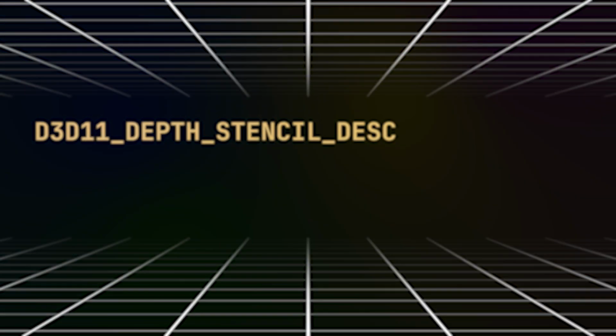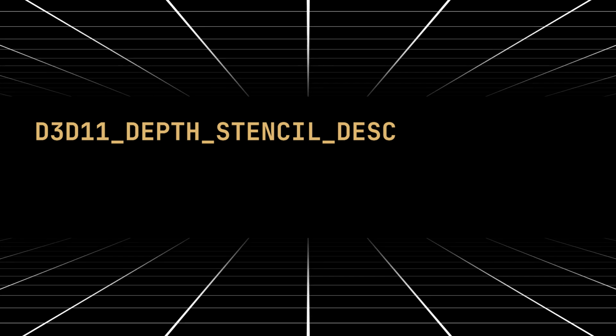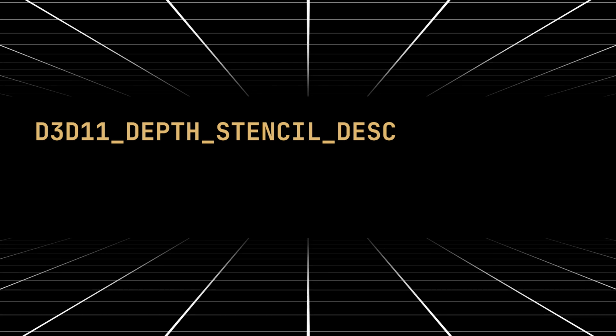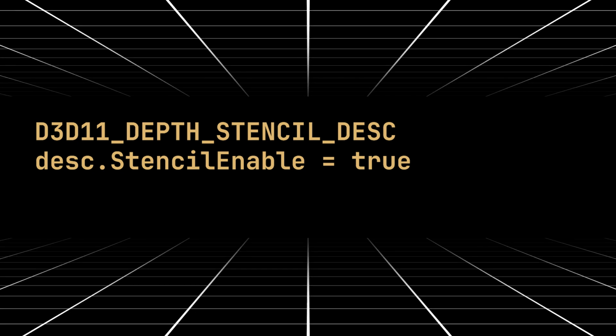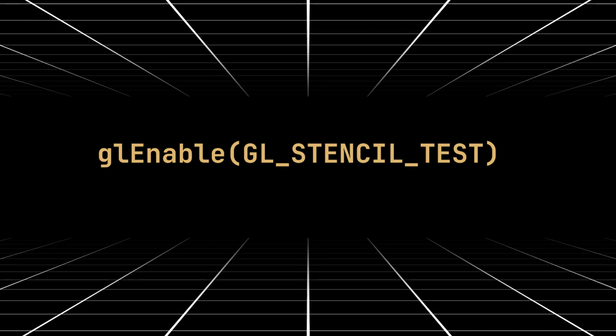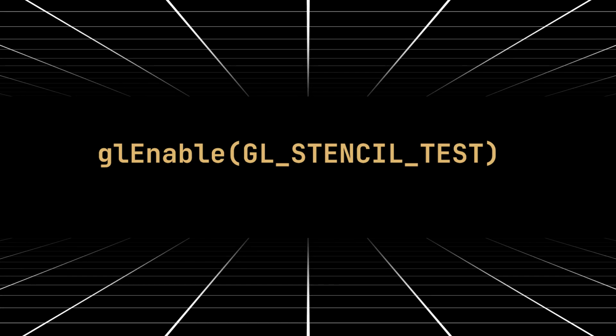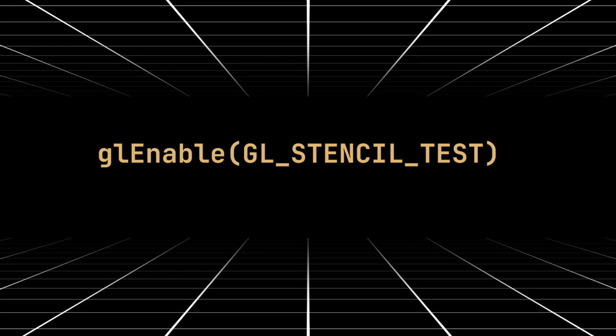In DX11 we have a depth stencil object which we pass around and bind when we want to use the stencil testing. And let's configure that correctly. The first part is enabling stencil test. In our depth stencil description, we set our StencilEnable to true. The steps are almost identical in OpenGL, with the biggest difference that we don't have an object for it. So the equivalent in OpenGL is glEnable(GL_STENCIL_TEST), which is just so much simpler.